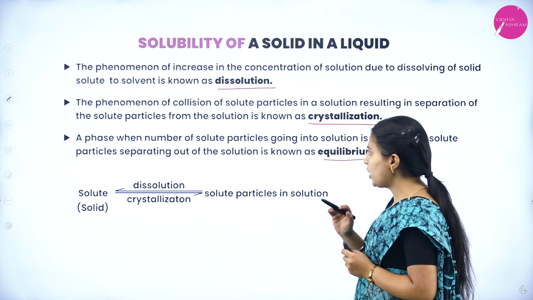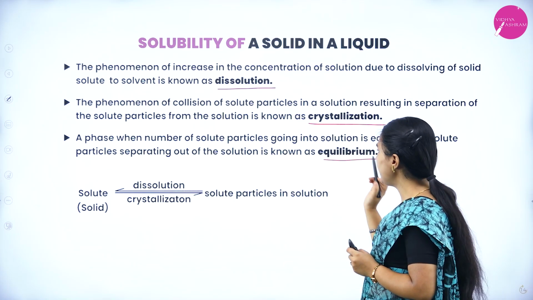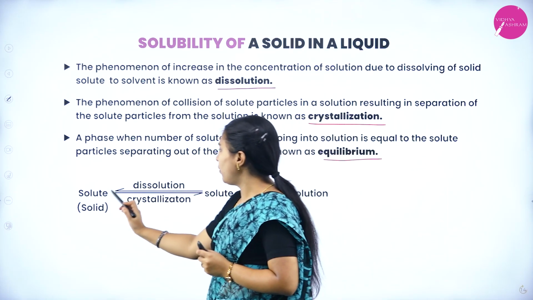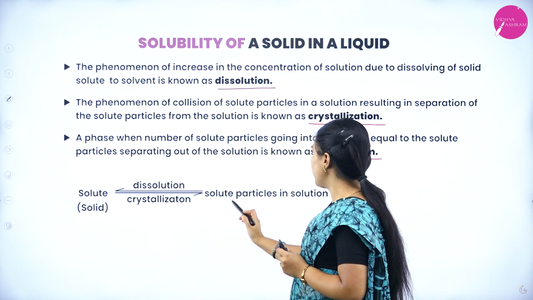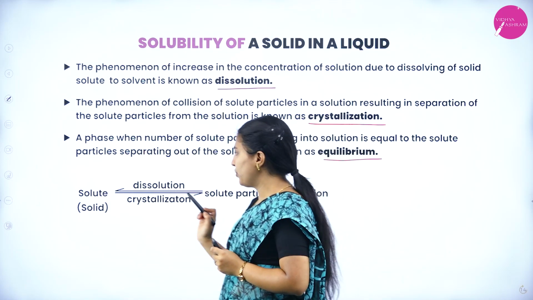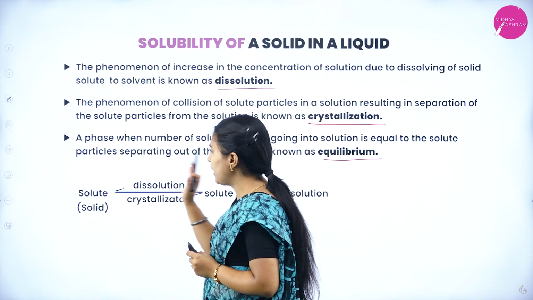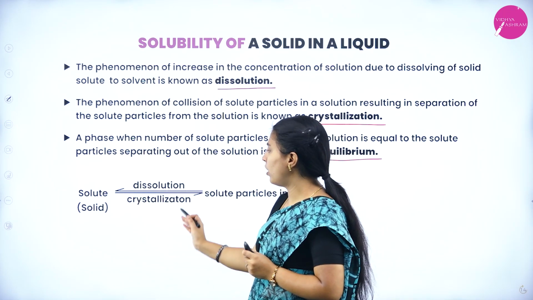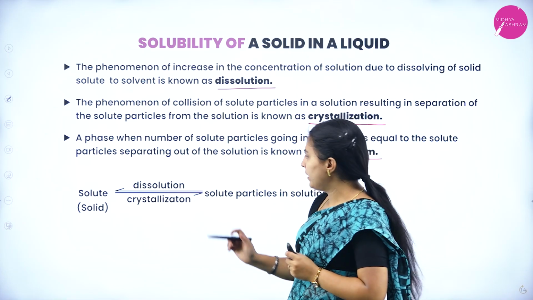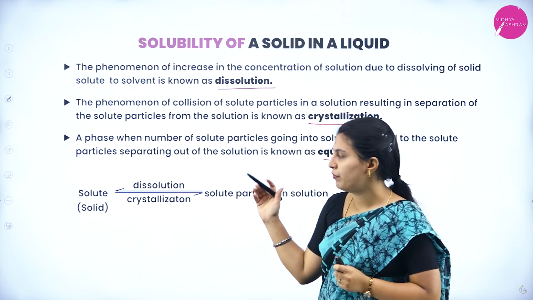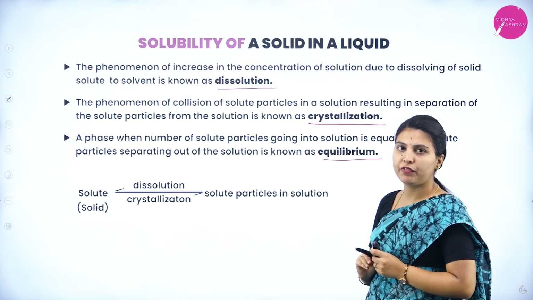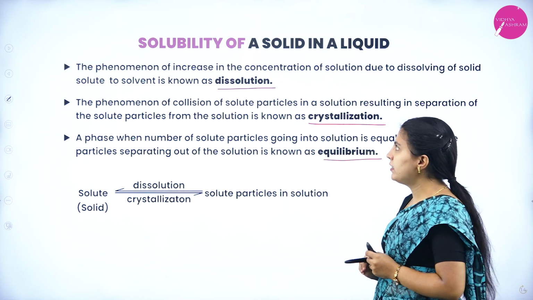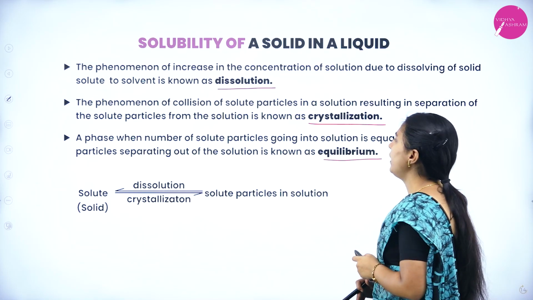So that stage will be considered as equilibrium. See here, solute going to dissolution, solute particles in solution, and solute particles after collision will come back to the solute phase, that is a solid phase, called crystallization. And this is the equilibrium arrow mark which shows it is in dynamic equilibrium phase. This is about solubility of a solid in a liquid.